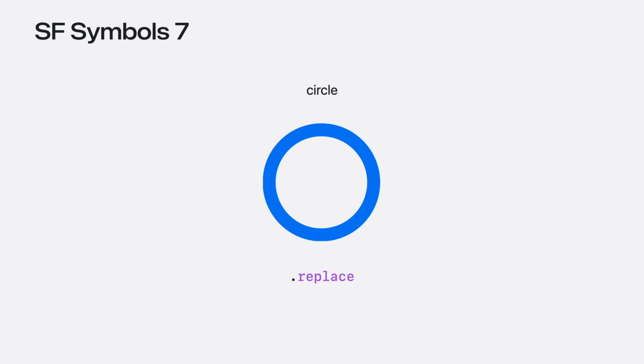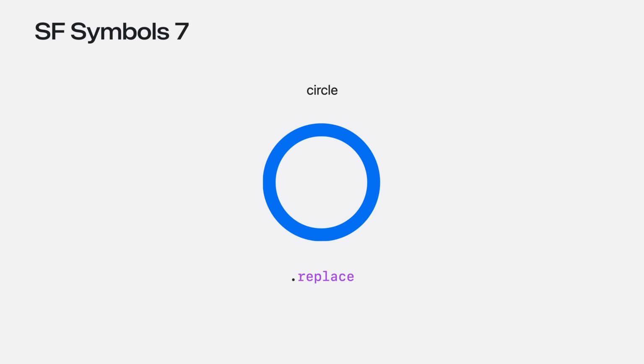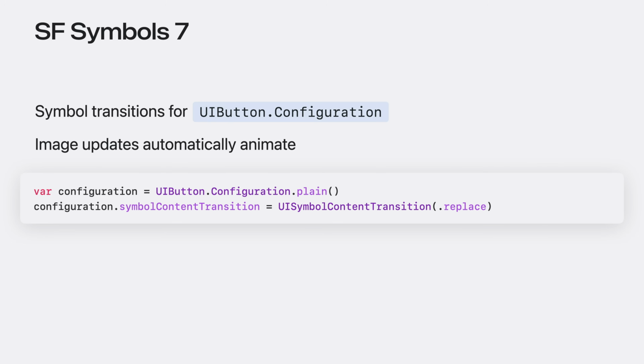Magic Replace transitions can also perform special draw animations between certain symbols. For example, this transition between the circle symbol and the filled checkmark symbol now fills the circle and draws the checkmark. The new draw animations are incredibly useful for buttons, so UIKit is adding new API to easily adopt symbol content transitions in UIButton. Use the new symbolContentTransition property on UIButton.Configuration to specify a symbol content transition, such as replace. When the button symbol changes, say when its selection state toggles, UIKit performs the transition.